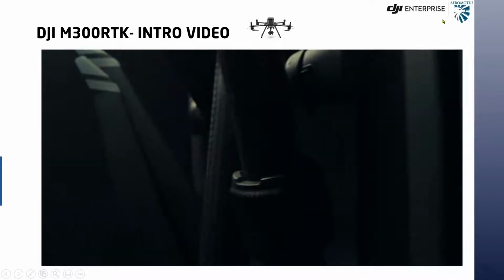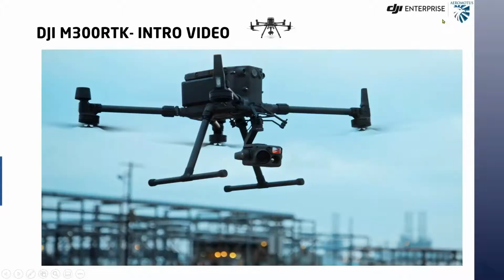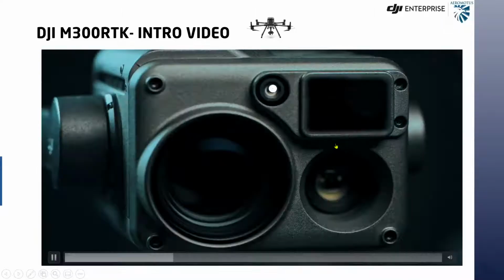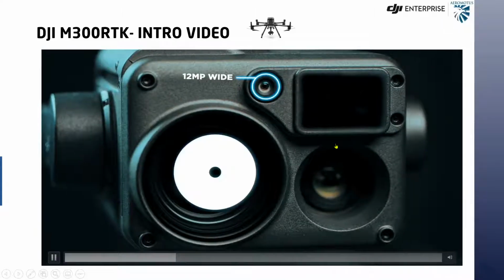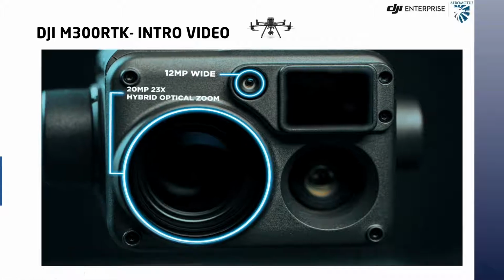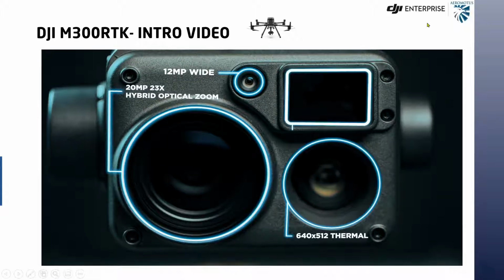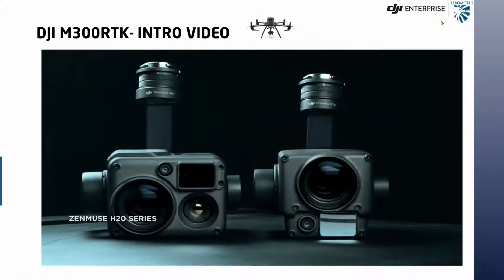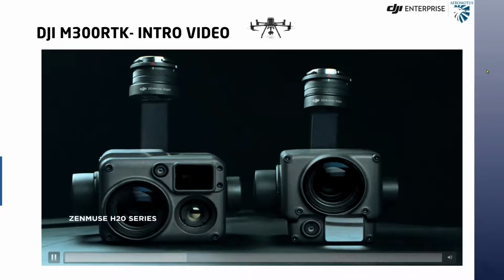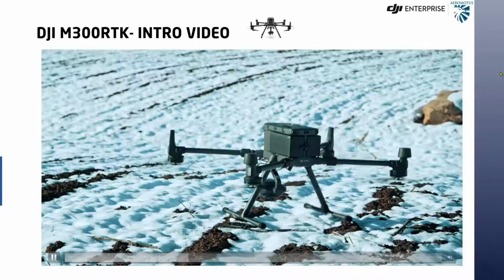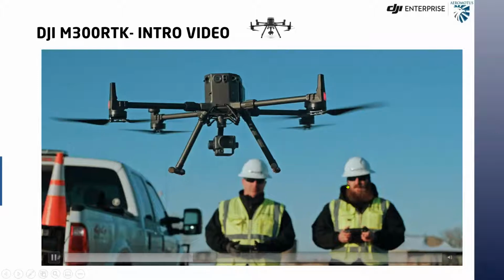A powerful flying platform requires an equally capable payload. By combining a wide-angle camera, 23 times optical zoom camera, thermal camera, and a laser rangefinder, the Zenmuse H20 series is the optimal match for the Matrice 300RTK.